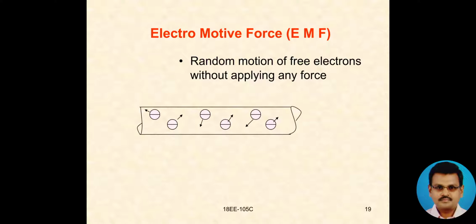Random motion of free electrons without applying any force, you can see in the diagram. Whenever no force is applied, there will be a flow of free electrons, but the motion is not regular. There is a random motion of free electrons.